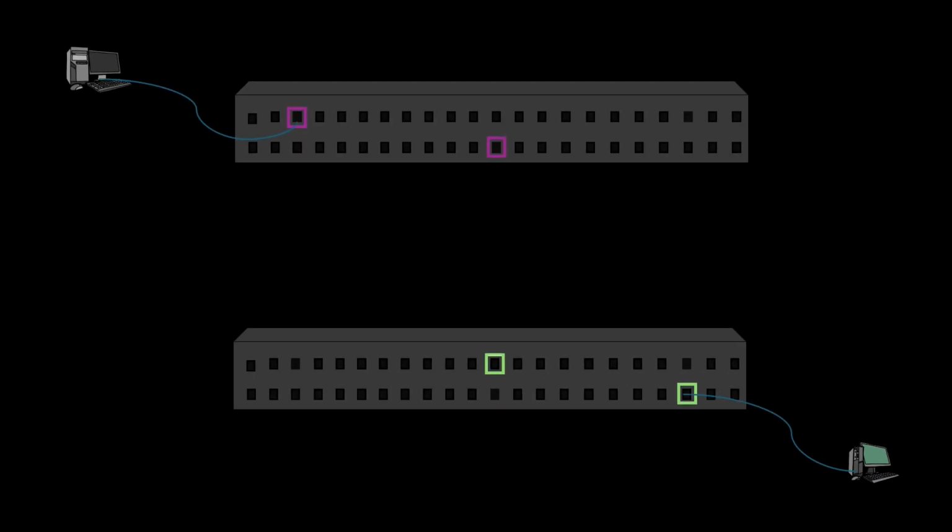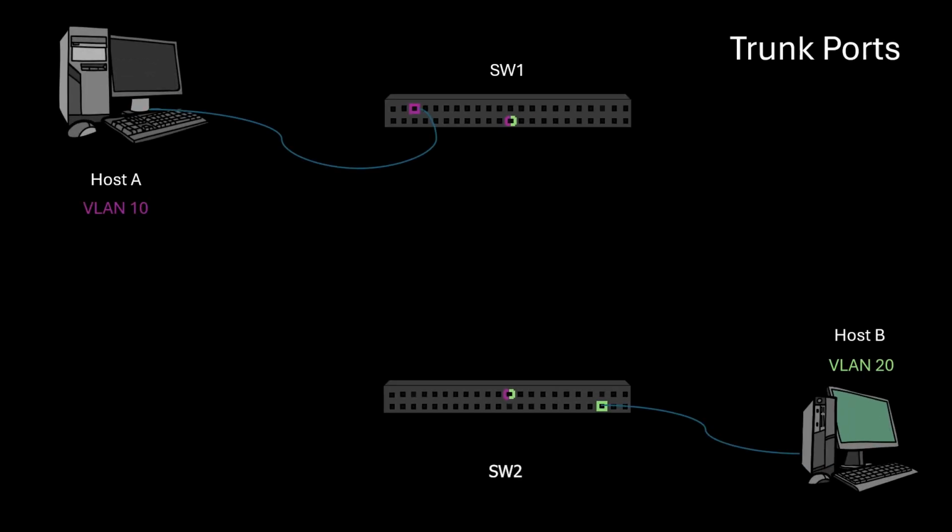The way this can be fixed is by making the ports between switch 1 and switch 2 trunk ports. In this way, any frames leaving will be tagged with either VLAN 10 or VLAN 20, and when it gets to the other switch, it will be placed into the correct VLAN. Host A and host B will no longer be able to communicate. They will be segmented.